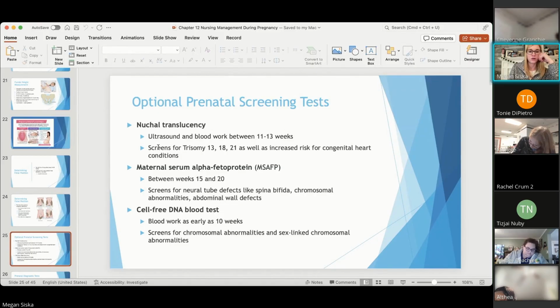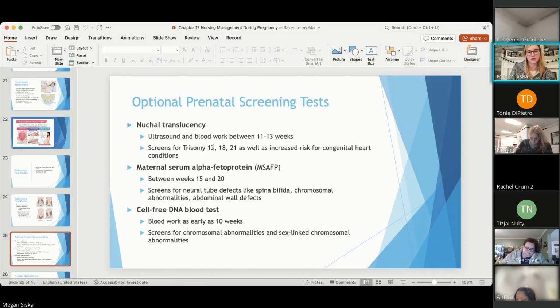It includes an ultrasound and a little finger stick, so a little blood work. It's done between 11 and 13 weeks. And it is screening for if baby could have an increased risk of having trisomy 13, 18, or 21. 13 and 18 are disorders that are not compatible with life.